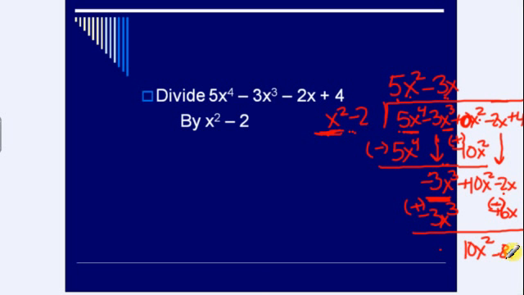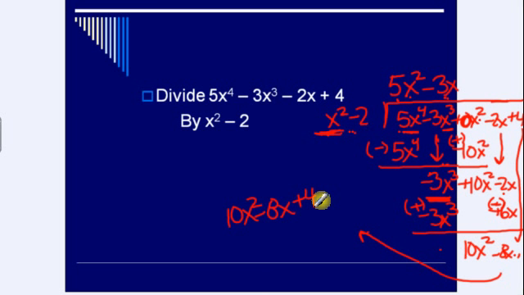And then I'm almost off the screen here, but we still have this plus 4 that we need to bring down. And let's see, I'm going to rewrite what I have over here. So I'm down to 10x squared minus 8x plus 4. Hopefully you have more room on your paper than I do on the screen here.